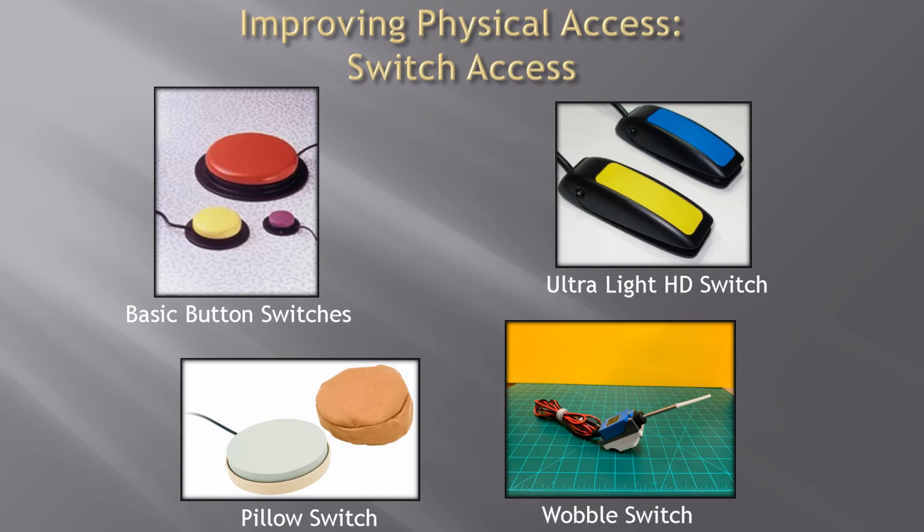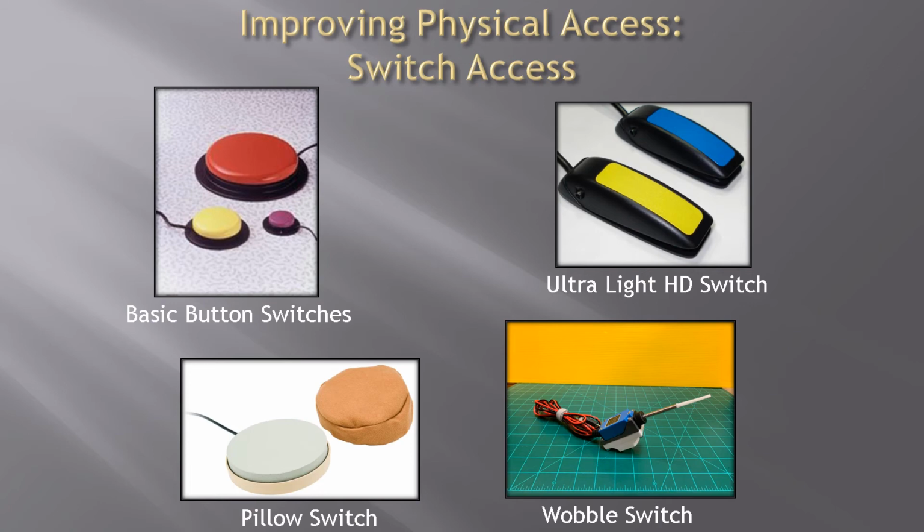The ultralight HD switch in the upper right corner is a nice one. It is much cheaper than most switches at about $20 each. It needs only a very light touch to activate it, and they are small, so you can mount several of them right next to each other easily. The pillow switch in the bottom left is a soft cushion switch encased in cloth and can be pinned to a sheet, so it can be used by an individual in bed by simply rolling over onto it.